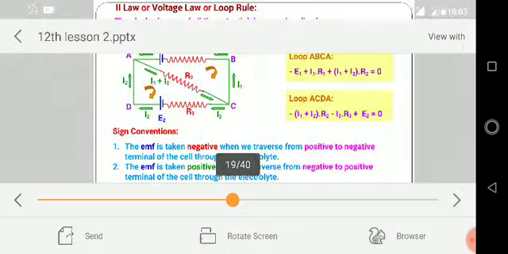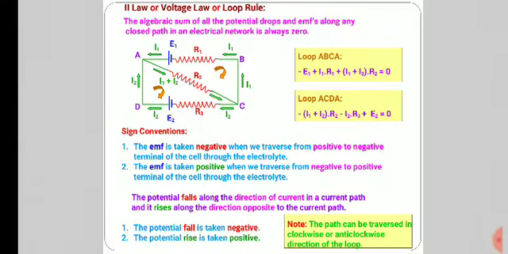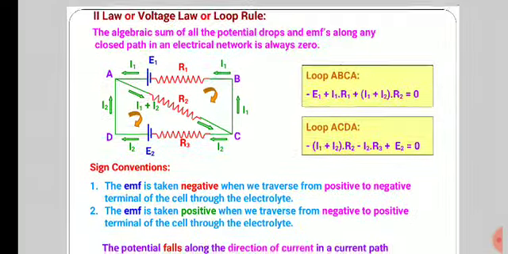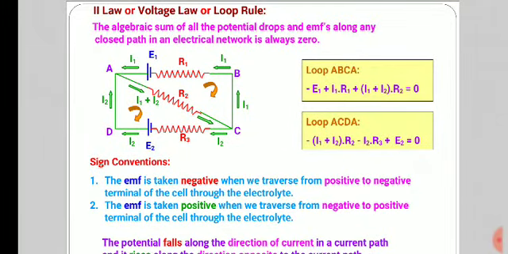And the next, the second law, or voltage law. The algebraic sum of potential drops and EMFs along any closed path in the electrical network is always 0. This can also be stated as, in your book it is given as, the product of current and resistance over any closed circuit is equal to the algebraic sum of EMFs enclosed in the circuit.